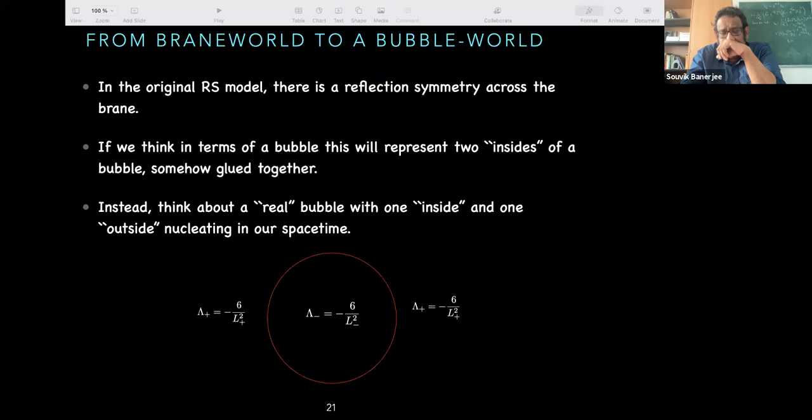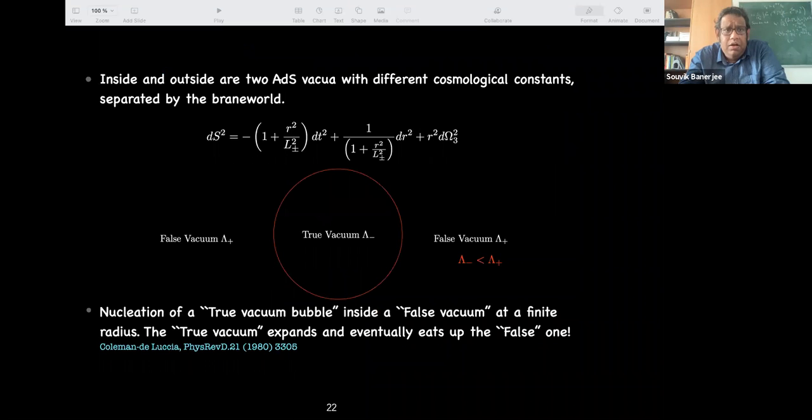I have a bubble which is nucleated in a space-time with a cosmological constant lambda plus. Inside of the bubble, the cosmological constant is lambda minus. So the interpretation is that inside and outside, you have two AdS vacua with two different cosmological constants, and the whole thing is separated by a spherical brane.